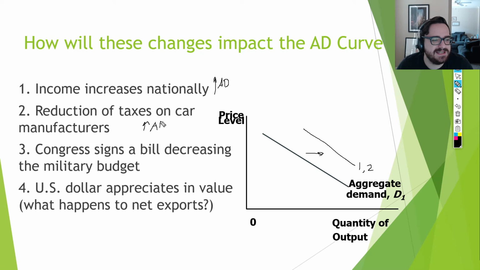Okay, Congress signs a bill decreasing the military budget. That is government spending. And decreasing the military budget means there is less government spending going on.